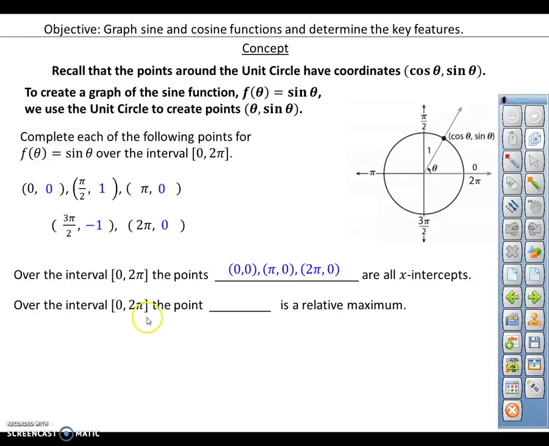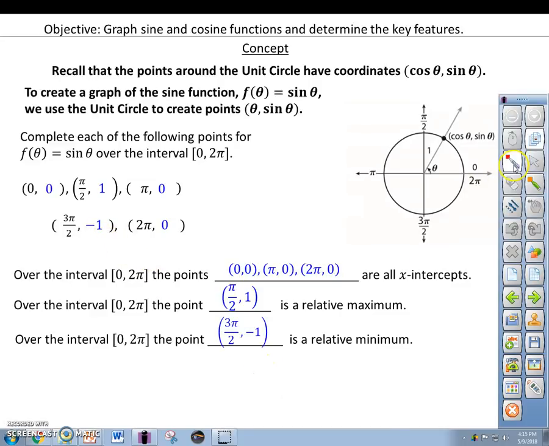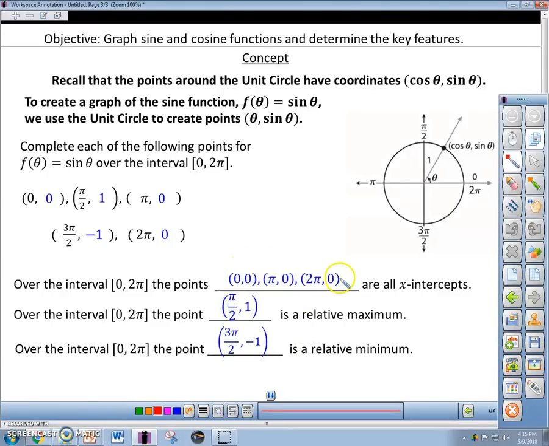Over the interval from 0 to 2 pi, the relative maximum here would be (pi halves, 1), which has the largest y value. And over this same interval, the relative minimum would be (3 pi halves, negative 1), because that negative 1 is the smallest sine value. Knowing these intercepts, or zeros, and that the maximum and minimum occur at those 2 values, allows us, once we get comfortable with that, to quickly and easily graph sine functions.